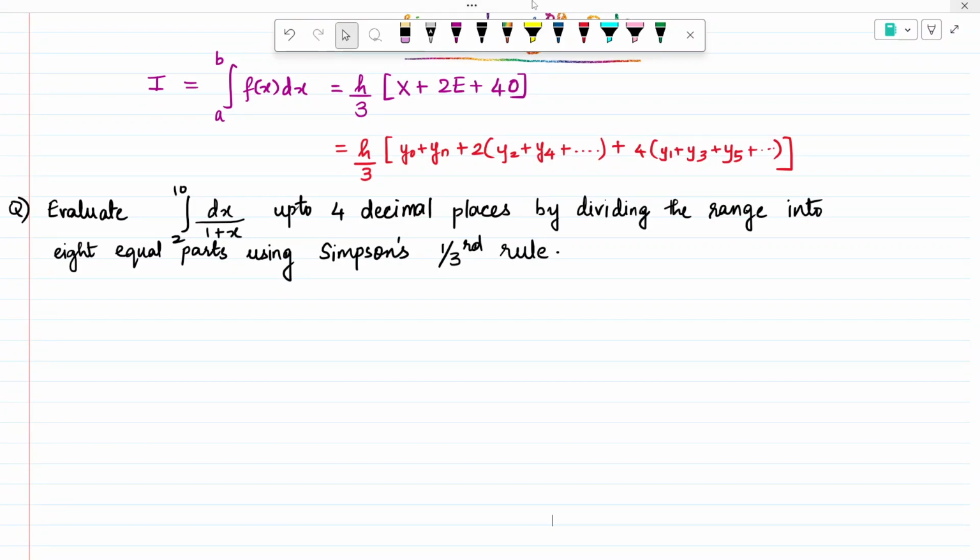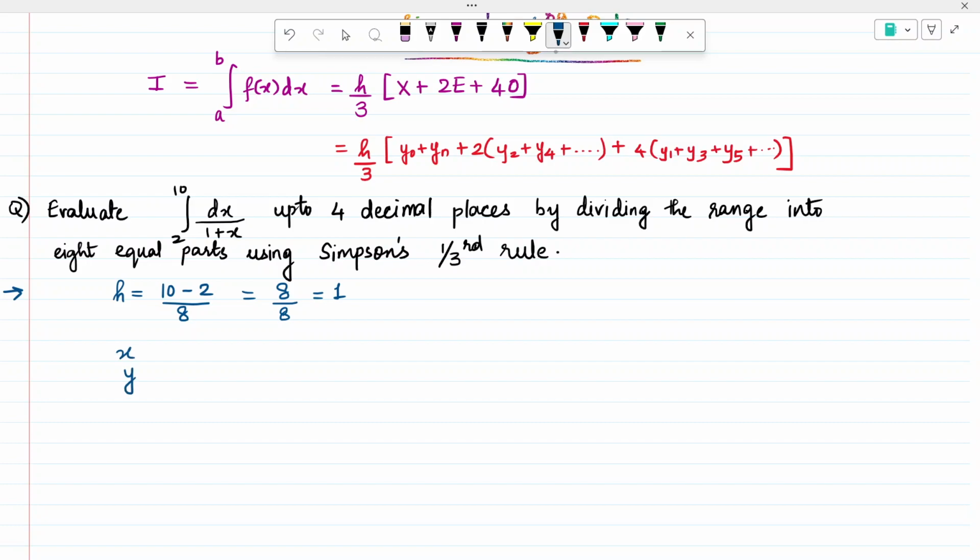The table is not given to you. We will have to construct the table on our own. The value of h is not given, x is not given either, to be very honest. What is given to you is this distance, 2 to 10, which you have to divide into 8 equal parts. So h will be equal to the upper limit minus the lower limit divided by 8, because I'm expected to divide it into 8 equal parts. So this becomes 8 over 8, which becomes 1. So the value of h is 1.